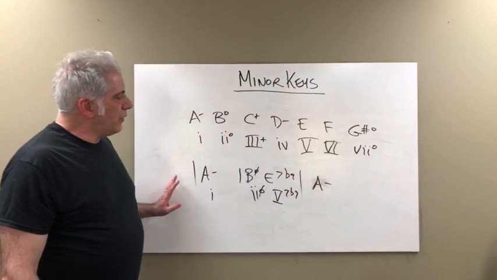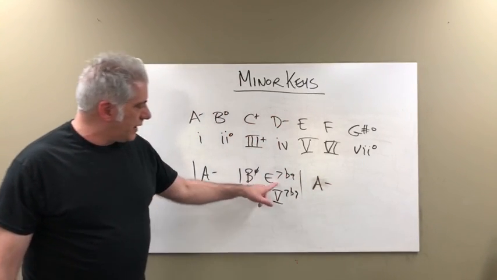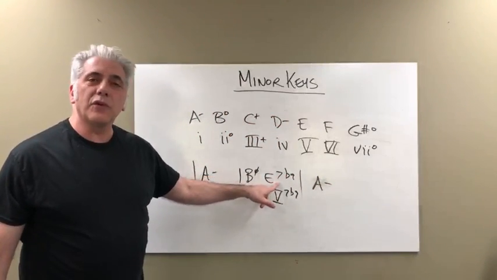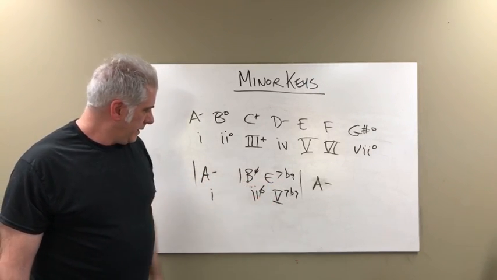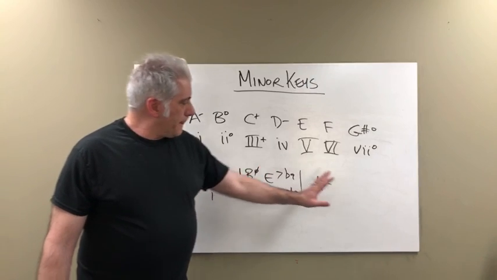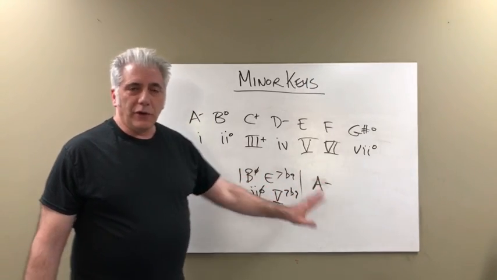So this is how you tell when you're in a minor key, because you're going to have this 5 chord be a major chord or a dominant chord. Okay? So this is really when you know you're in a minor key.